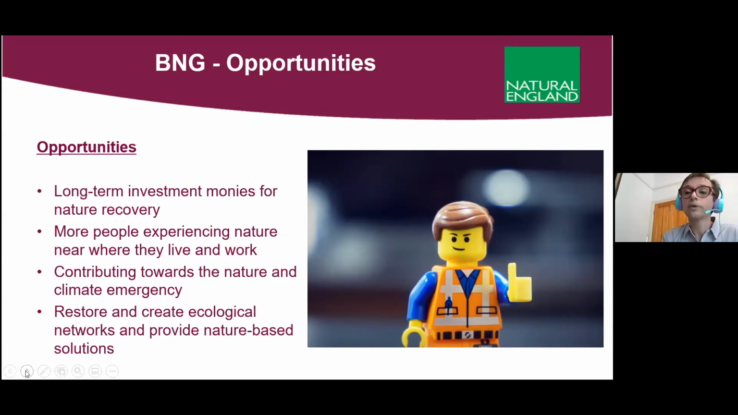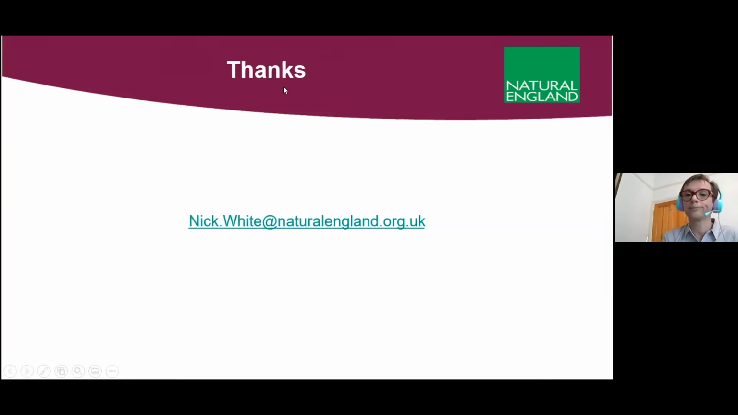It can also contribute to both the nature emergency and the climate emergency in terms of creating habitats that can provide nature-based solutions, and it can restore and create ecological networks. So I think to conclude, there is a real opportunity here through this approach, and hopefully you'll hear more about some of the fantastic work that's now happening in Greater Manchester. But thank you for your time.